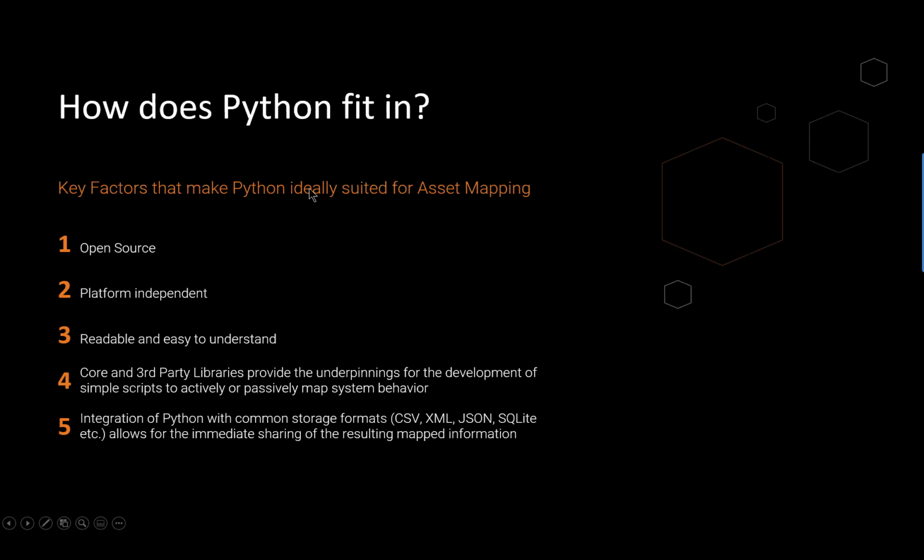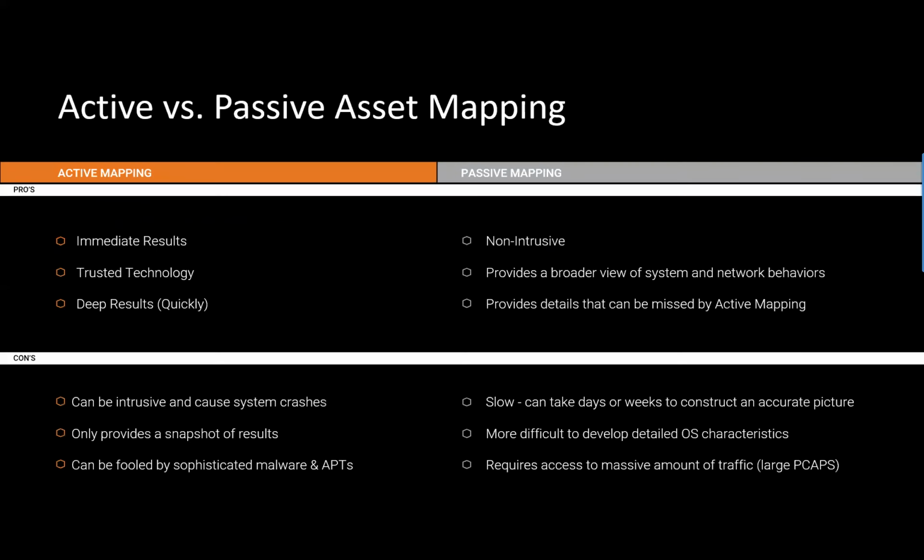So how does Python fit in to being able to do this? Obviously, it's open source, it's platform independent, it's readable and easily understandable, as we've already learned this semester. Core and third-party libraries provide the underpinnings for development. You saw last week that we're able to use Python and the standard libraries in order to capture packets and analyze them. And the integration of Python with common storage formats like CSV, XML, JSON, SQLite, whatever, allows the immediate sharing of the results of the mapped information that we in fact collect.